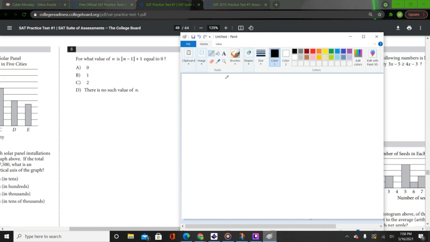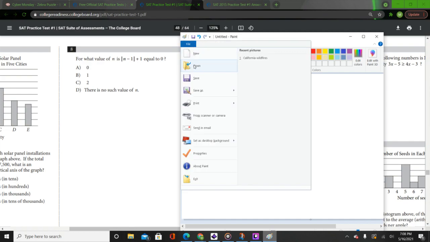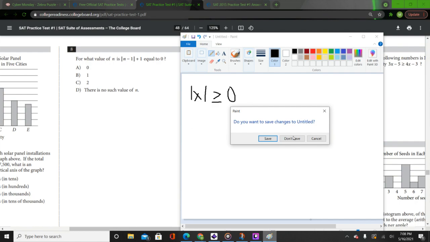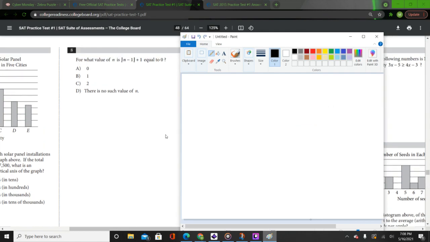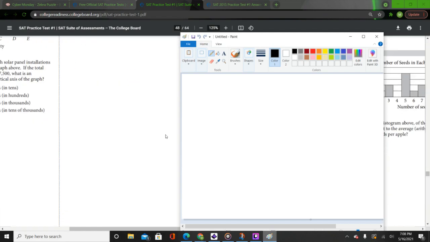So the absolute value of, let's say x, because x is any number, must be greater than or equal to 0, and that is true. However, this contradicts that. So there is no solution, no such value of n such that that statement is true. So that was 8.